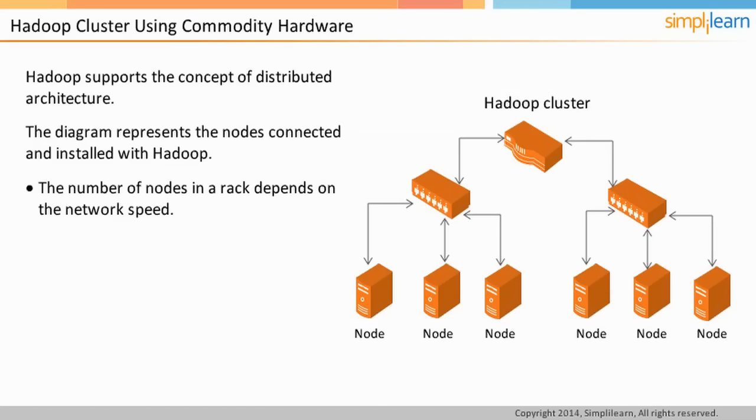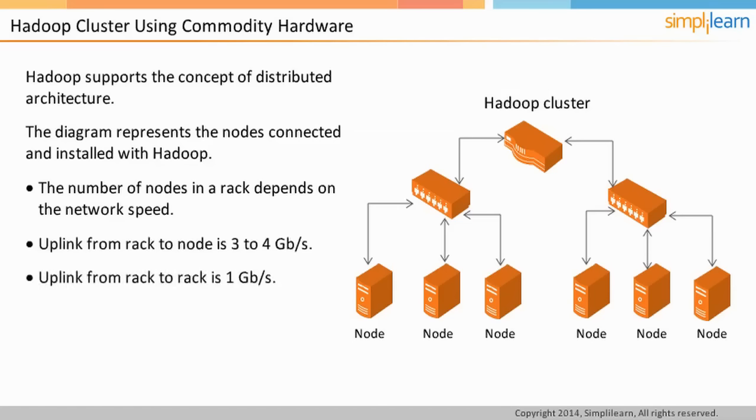You can have more number of nodes with an adequate network speed. Normally, the uplink from rack to node is 3 to 4 gigabytes per second. The uplink from rack to rack internally is 1 gigabyte per second. In the next screen, we will study Hadoop configuration.